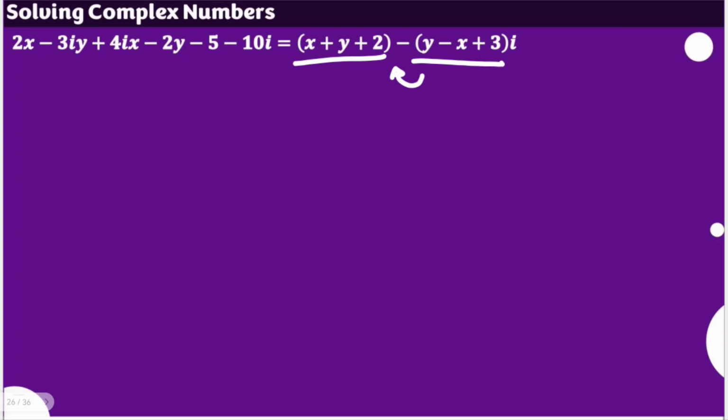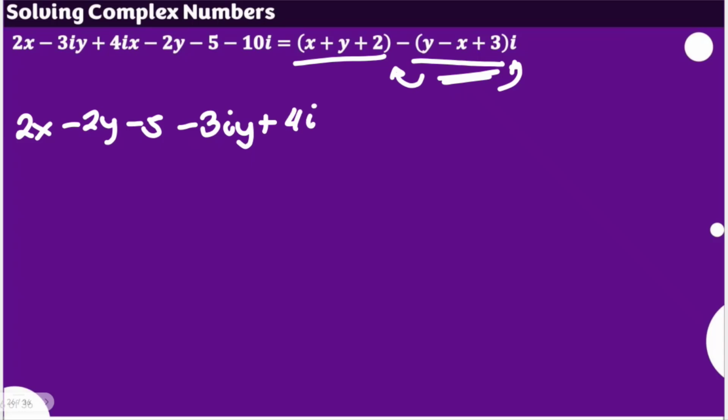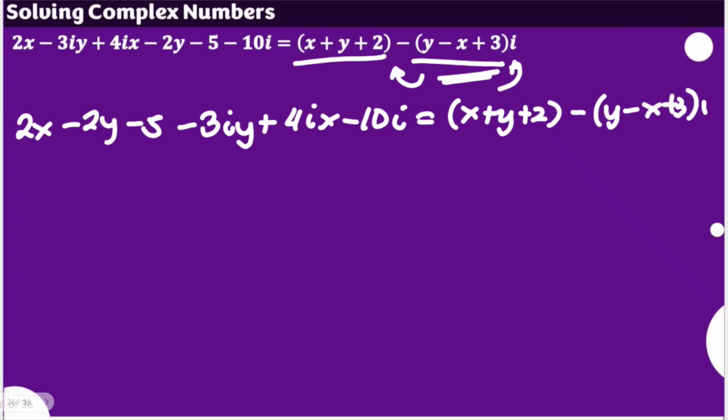So what we can do on our left hand side is to manipulate it in such a way that we can also group those terms without the imaginary variable i. Because here, just like this one, we have the imaginary variable i. So on this side we have 2x, and then I may write 2y here, minus 5. All of this doesn't have i's. Then you have here minus 3iy plus 4ix minus 10i is equal to x plus y plus 2 minus, we have the group y minus x plus 3i.